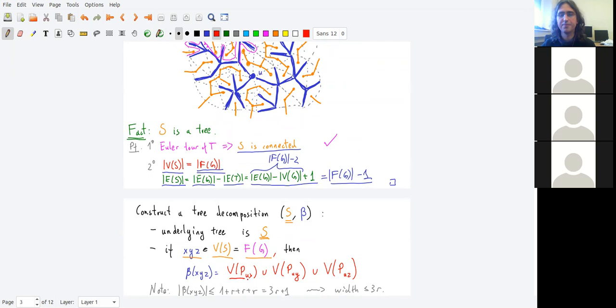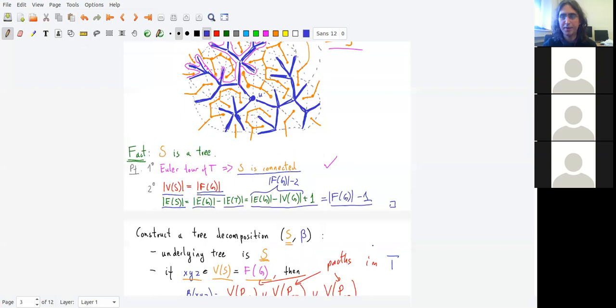So if I have three vertices X, Y, Z, then I take the path from X to u, the path from Y to u, and the path from Z to u, and these are paths in my tree T.